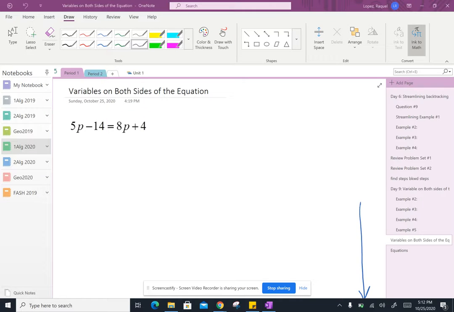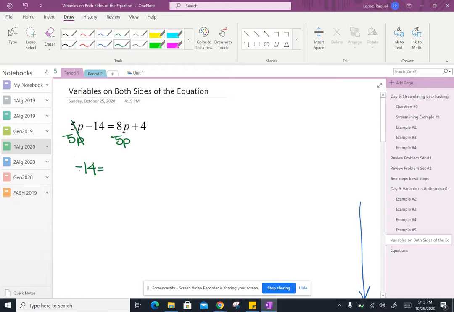Alrighty guys, welcome back. In this video, we'll be solving for the variables shown on the screen and finding the solutions. So in a problem like this, we want to move all of our variables to one side of the equation. So I'm going to start off by subtracting 5p on both sides so that I'm left with a positive variable.